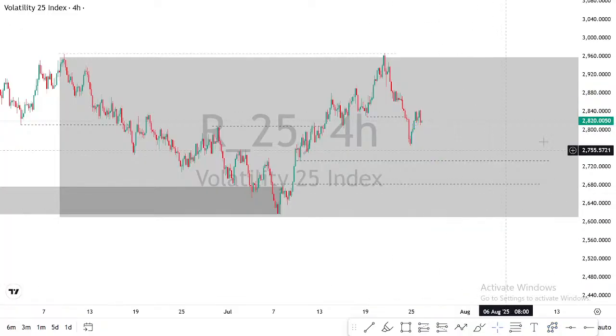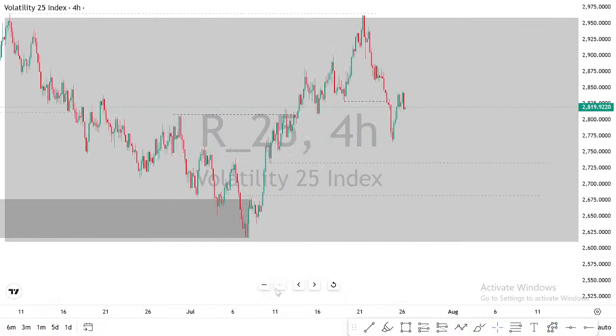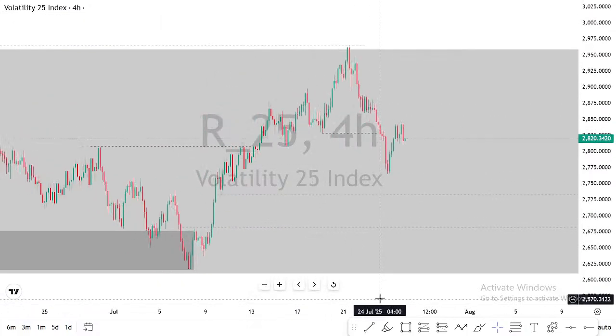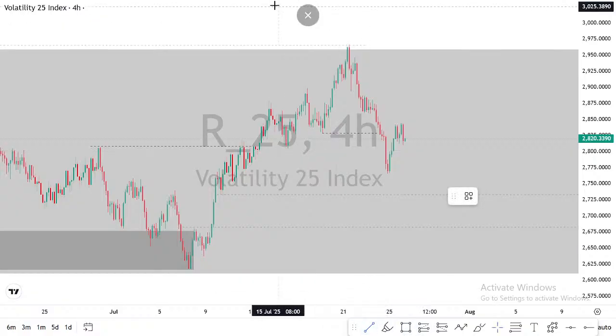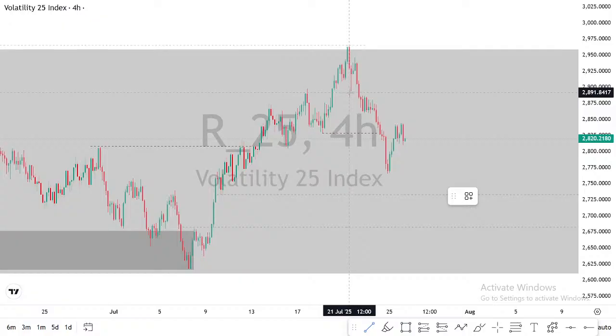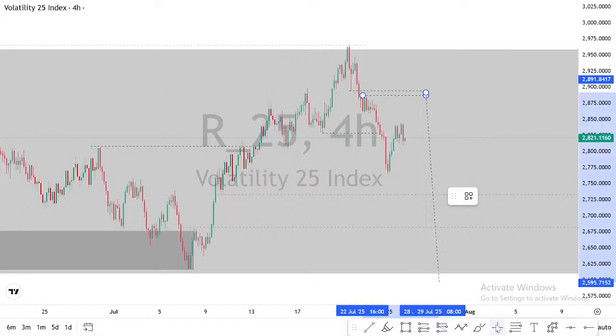So where do I look for a possible sell continuation? My last change of character is to the downside. So where do I look for a possible sell continuation? I'm going to look for a possible sell continuation here. This is a fair value gap here. This is my fair value gap here. Check that. So this is what I am going to be expecting.